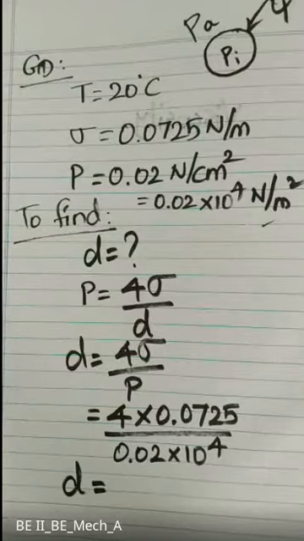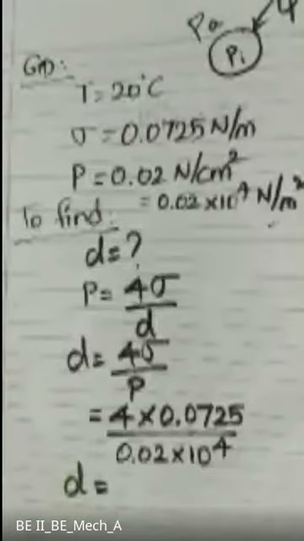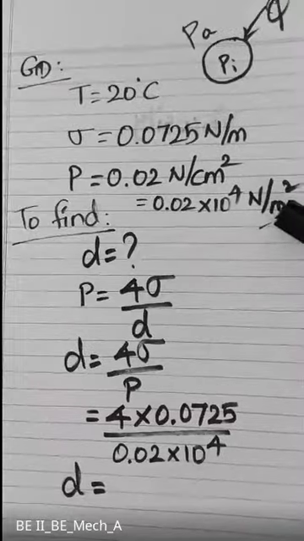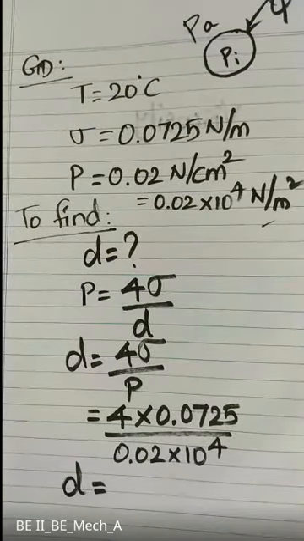Sir, 1.45 into 10 to the power minus 3. Okay, so what is the unit? Newton per meter square? Sir, centimeter? Meter. Please look at the given data. We are substituting sigma in Newton per meter and pressure in Newton per meter square. So it is meter.